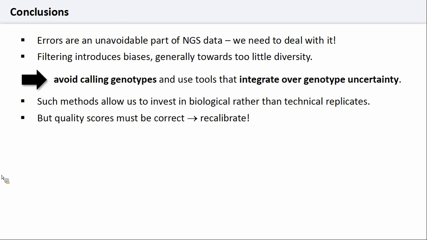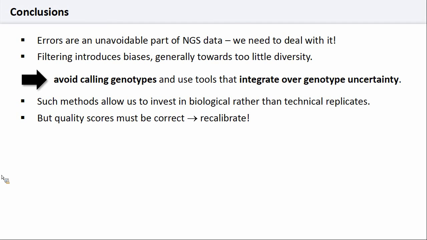Filtering introduces a lot of biases. And if you're interested in genetic diversity, it usually introduces a bias towards too little diversity. If we're only willing to accept heterozygous sites or alternative sites where we're really sure, it means we have too few of them and we can underestimate our diversity.